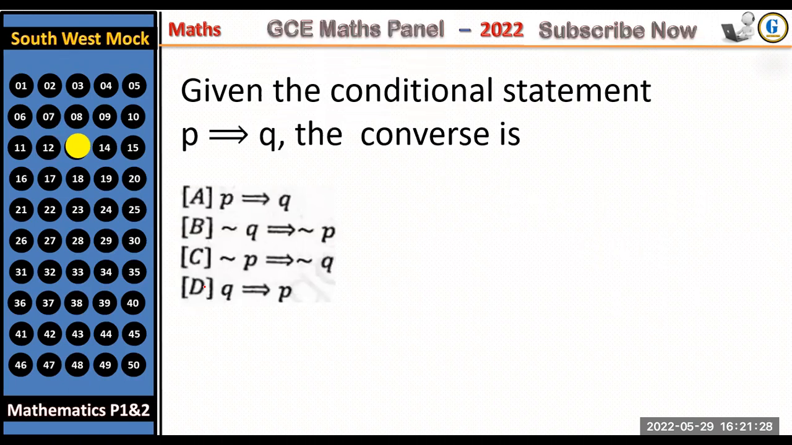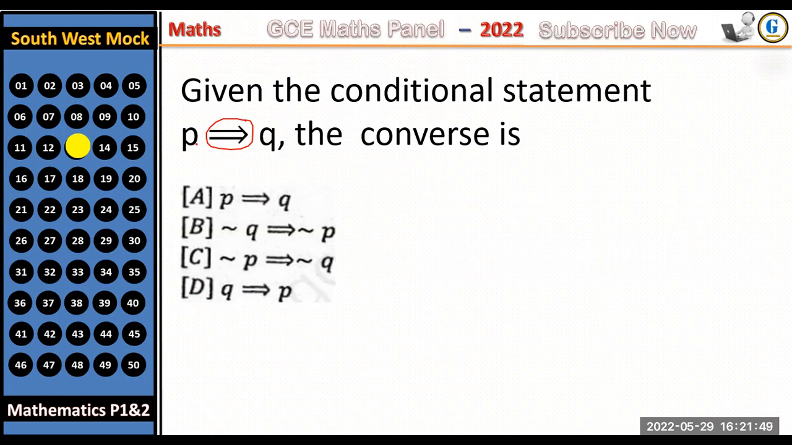Now, question 13. Given the conditional statement P implies Q, the converse is... Now for converse, this is the trick. Converse, just reverse this sign. That's how they get the converse. Leave everything the way they are, but just reverse the sign.